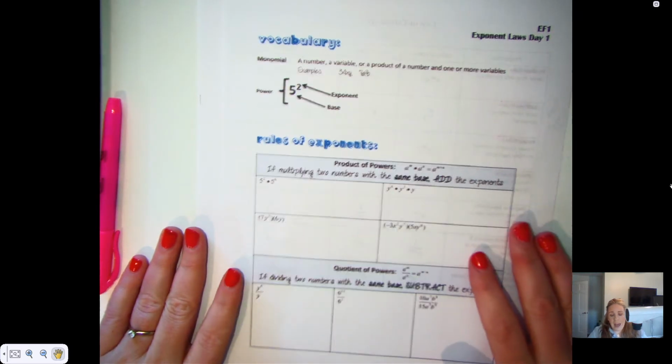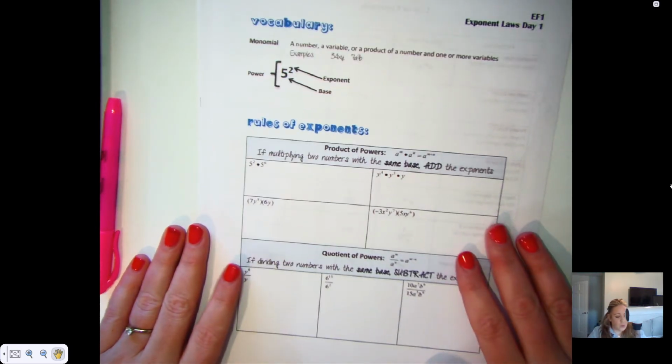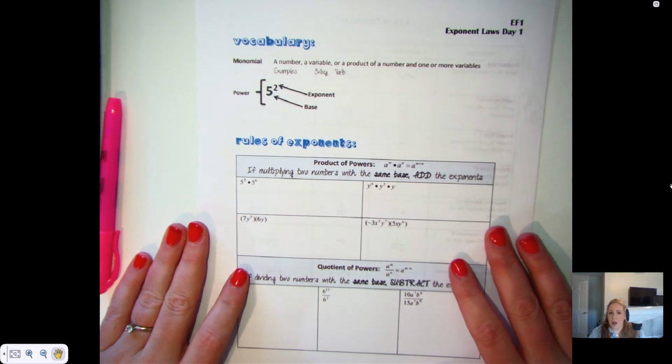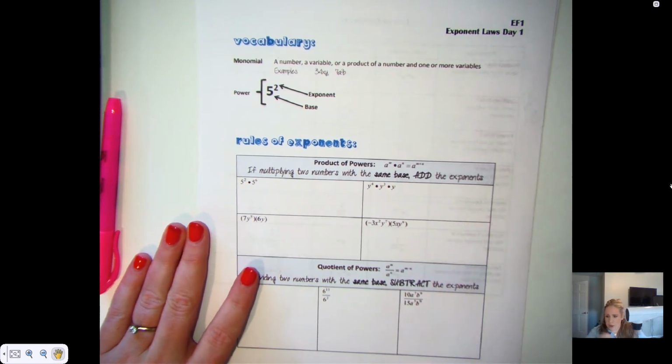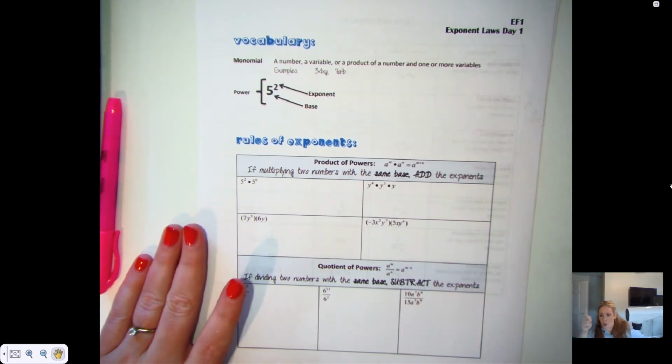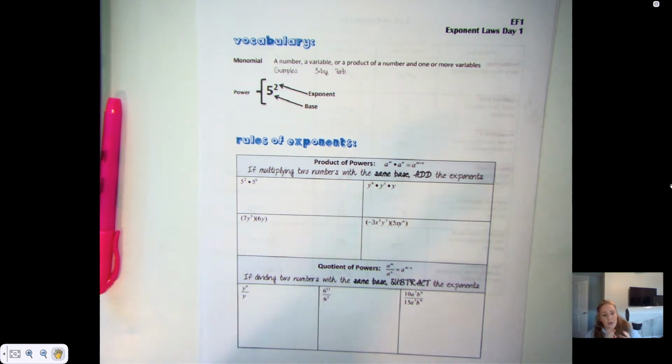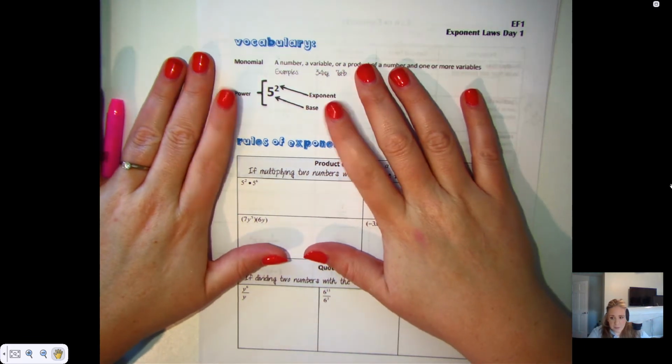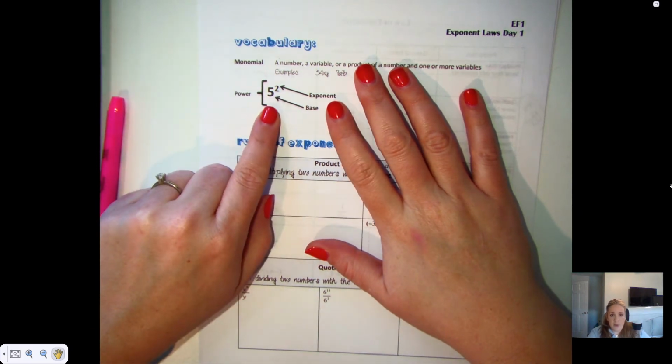So some vocabulary, a monomial. So when we're looking at exponents, we're looking at monomials, okay? We're mano y mano, man to man, one to one, okay? So a monomial is just one term in your full expression or equation, okay? What it looks like is this, okay?